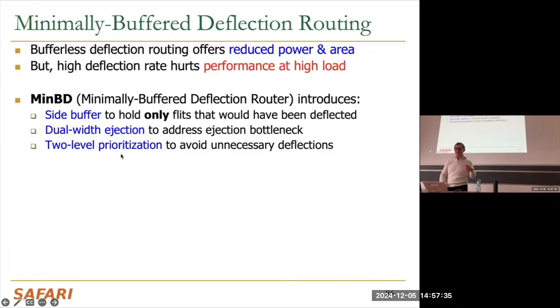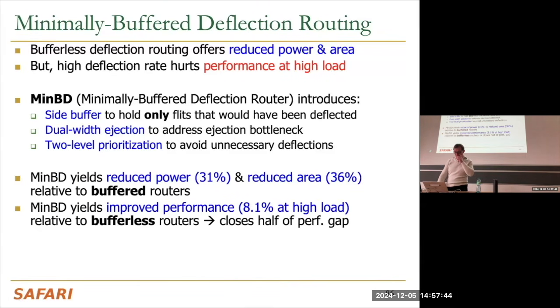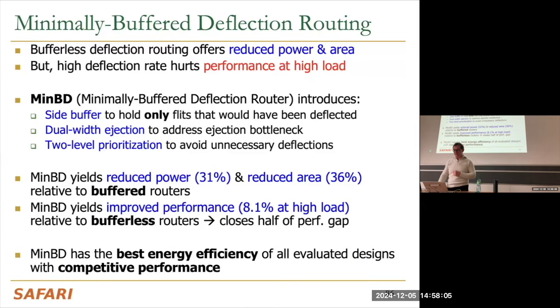And then we're going to talk about unnecessary deflections very quickly. I've kind of alluded to it. So you can actually have better prioritization. So in the end, this is much better than bufferless routers in terms of performance. It closes half of the performance gap between buffered and bufferless. It puts you in a much better space while keeping the area and power benefits mostly, which is interesting. There's still more work to be done to close that other gap, but some of the other works that I'm not going to talk about close that gap.